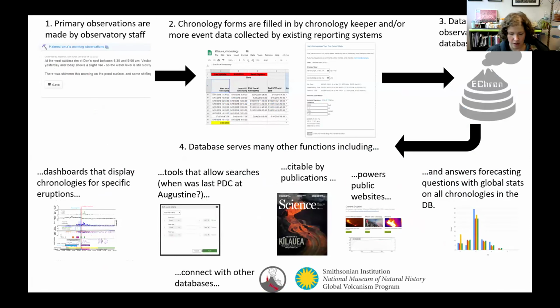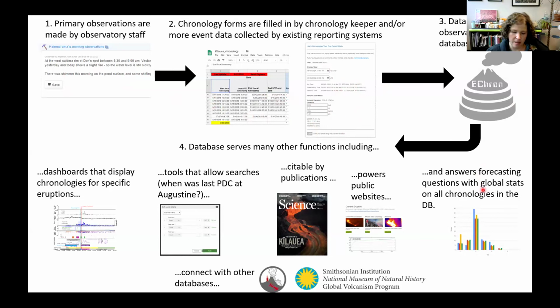And finally, I just want to mention some of the new projects that we're doing. This is an idealized schematic of how observatories could start keeping more digitized event chronologies. Primary observations could be made by observatory staff so that not a lot of additional work is placed onto them. And then chronology forms could be filled in by a dedicated chronology keeper, or more event data could be collected in some of the existing reporting systems.